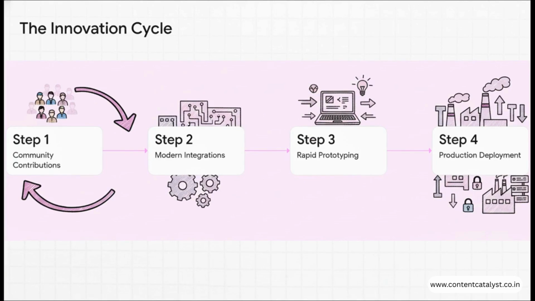And what you get is this powerful feedback loop, this innovation cycle. Community contributions lead to better integrations. Those integrations make rapid prototyping in Octave possible. And from there, developers can move on to full-scale production deployment with a ton of confidence. It's a cycle that perfectly bridges that gap between having a great idea and turning it into a real-world application.